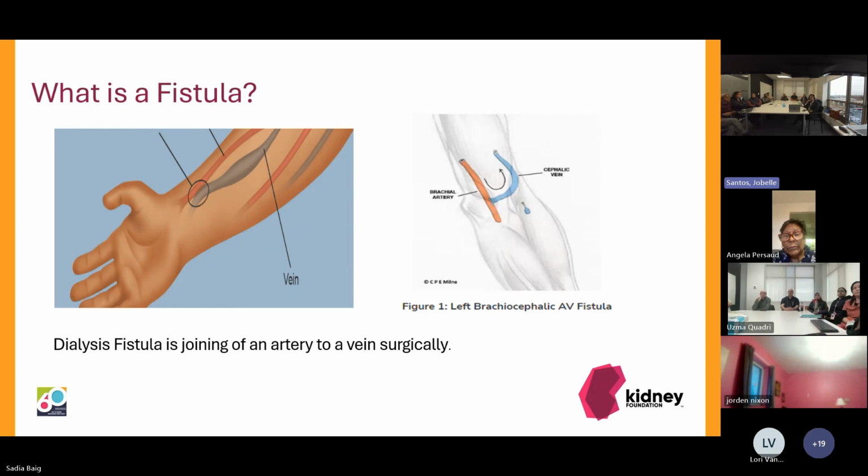Okay, sorry guys, so what is a fistula? A fistula is when we connect an artery to a vein. There are different areas that we can create a fistula. One is at the wrist, which the fistula would be in the forearm. And there's 2 types of fistulas that we can actually create in the upper arm.